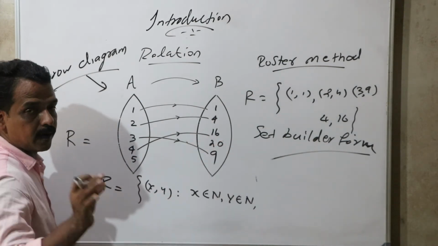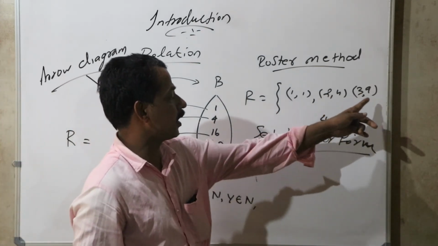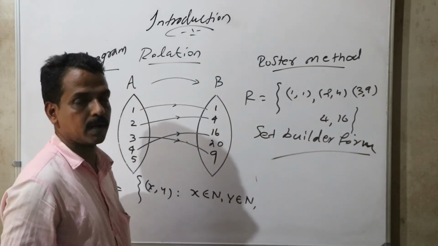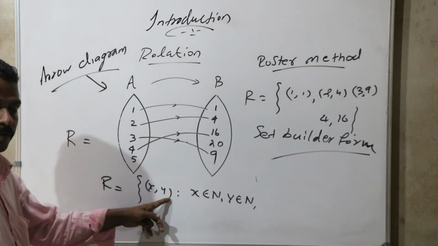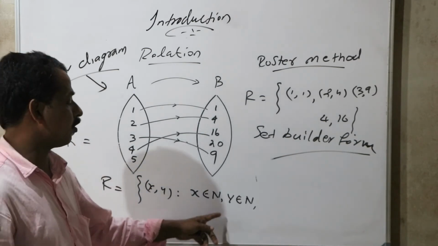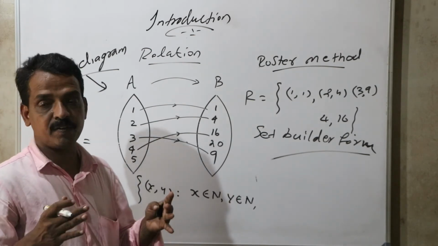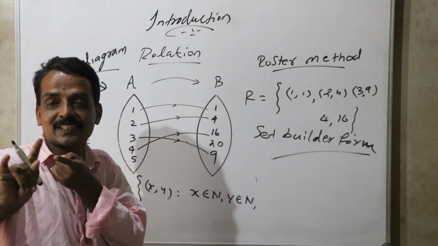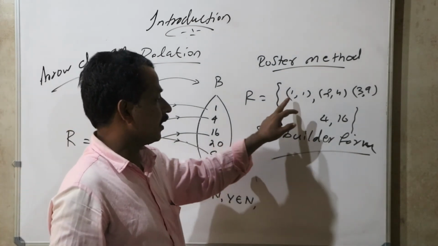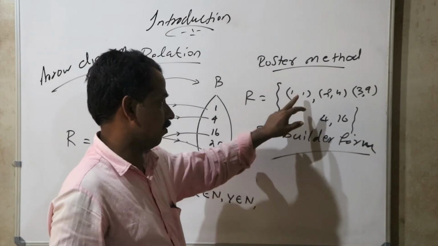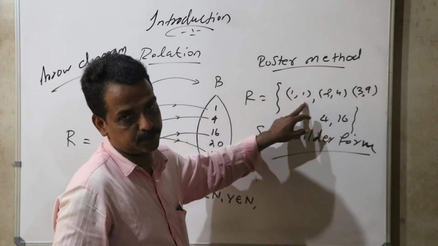These 4 elements are natural numbers, and 1, 4, 9, 16 are also natural numbers. The relation R is equal to {(x, y) such that x is an element of N and y is an element of N}. Then we can connect a relation with x and y. Look, x represents 1, y represents 1. The square of 1 is equal to 1.